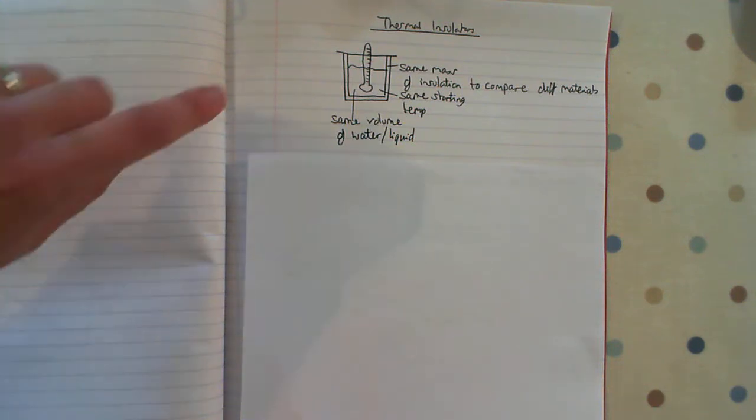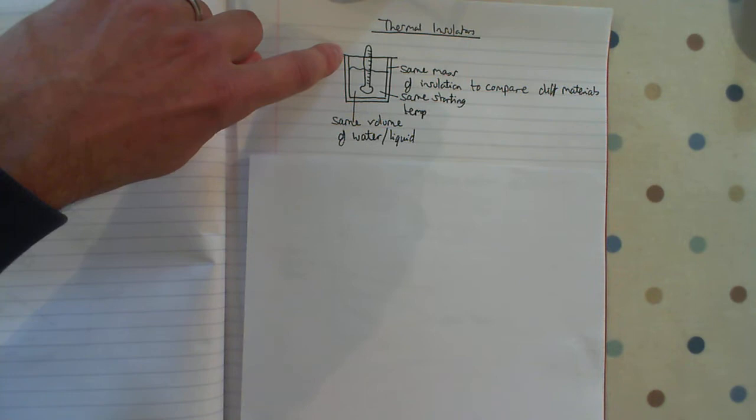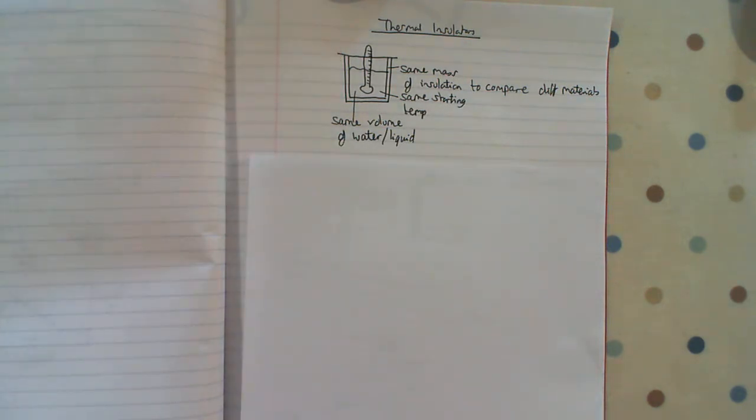This is the thermal insulator required practical revision video for triple only. So for cooling, you could use liquid. You need a lid in to prevent heat loss through the top from convection. We'd need a thermometer to record the temperature.